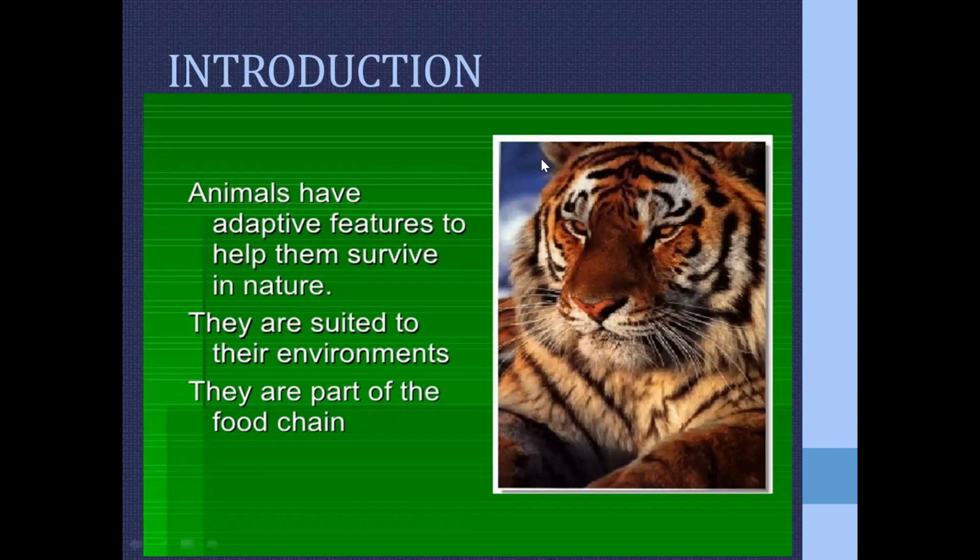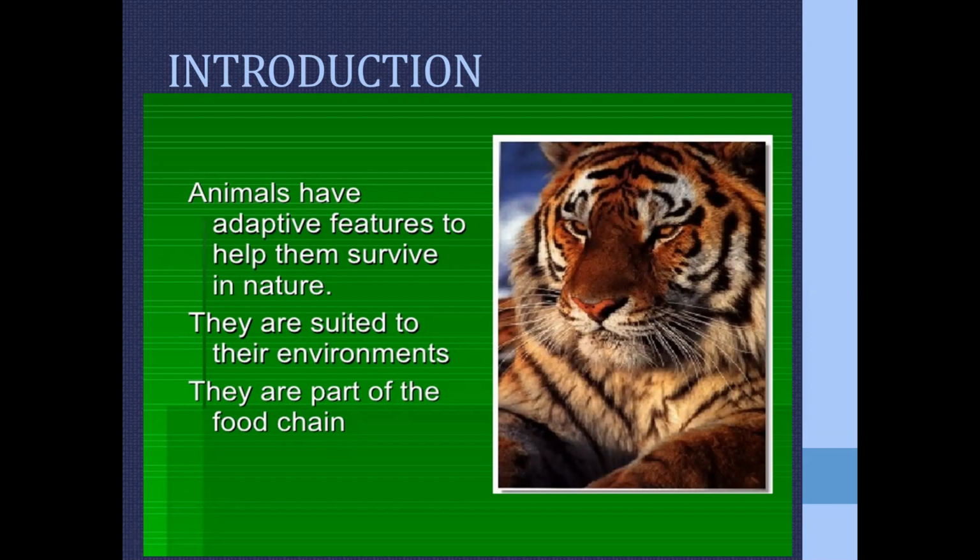What is adaptation and how does it help animals to survive in nature? Animals have some adaptive features which help them to survive in nature. They are suited to their environments and they are part of the food chain. Students, we had learned about the food chain.